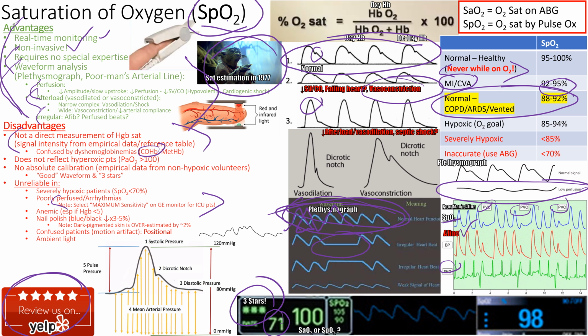It doesn't reflect hyperoxic patients with a PO2 greater than 100. There's no calibration. It was just taken from non-hypoxic volunteers. When you have hypoxia, there are things going on in the tissues that might not have been assessed. So it's unreliable in severely hypoxic patients. When your stats are less than 70, you can't trust a pulse ox. Usually at about 75, you're really getting concerned.